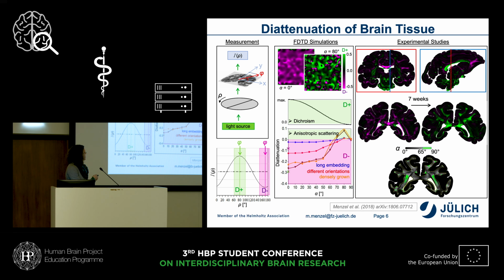So I used the simulation for the diattenuation caused by anisotropic scattering, and for the diattenuation caused by dichroism, I used an analytical model. And you see that the anisotropic scattering actually causes this D- effect for flat fibers and the D+ effect for steep fibers. And we also expect, with increasing time of embedding, that the scattering decreases, so we are left over with the D+ effect here, caused by the dichroism. And this is also the reason why I observe more green regions after longer embedding time.